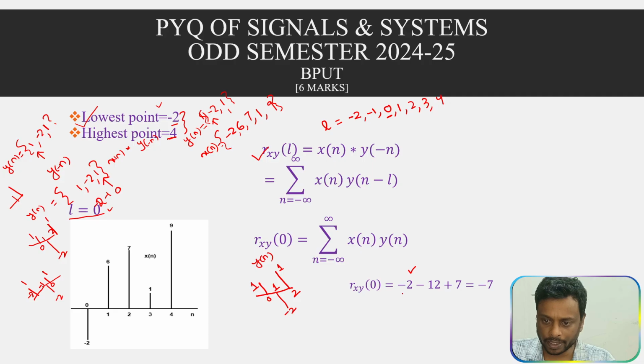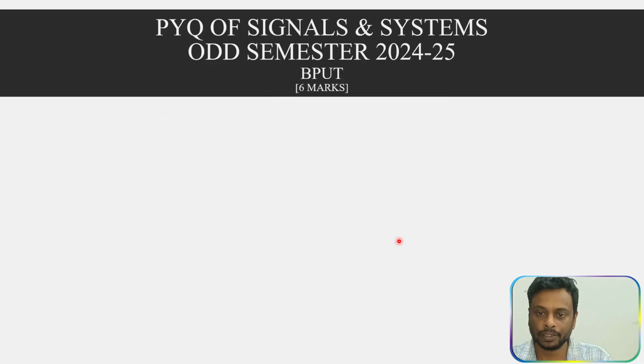At 0 it is minus 2 into 1, that is minus 2. Then at 1 it is minus 2 into 6, so it will be minus 12. Next, at 2 it is 7 into 1, so it will be plus 7. So the result will be minus 7. Just multiply x of n into y of n, sample by sample. Next, we can find what it is at l equal to 1.